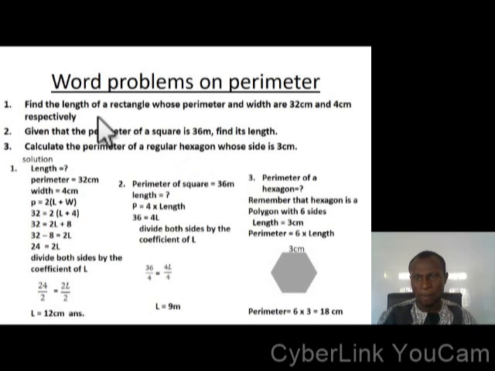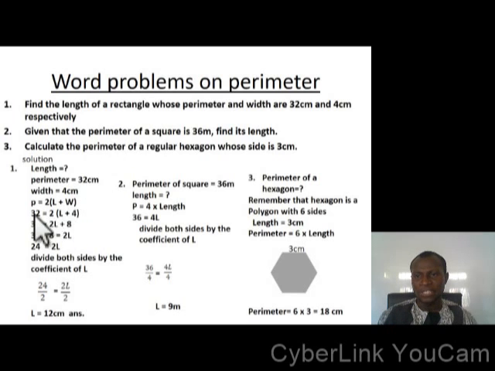Let's take the first one. Let's bring out the information. They say we should find the length, so for the length we write a question mark. We are looking for it. Then the perimeter is given to us as 32, and the width is given to us as 4. So for us to solve this, remember the formula for calculating the perimeter of a rectangle, because a rectangle is being mentioned there. The formula is 2 bracket length plus width.